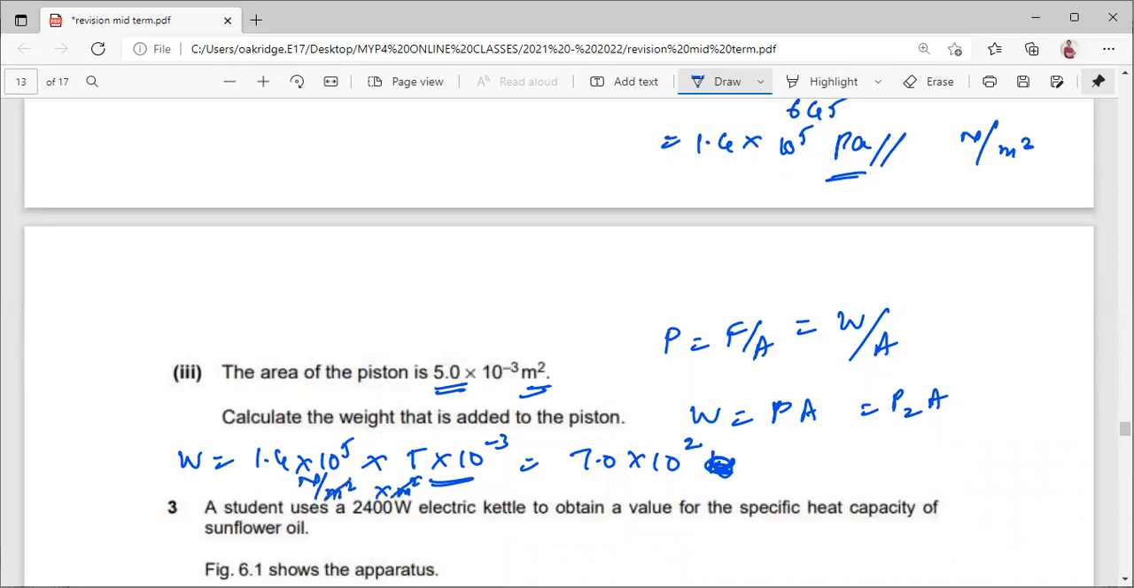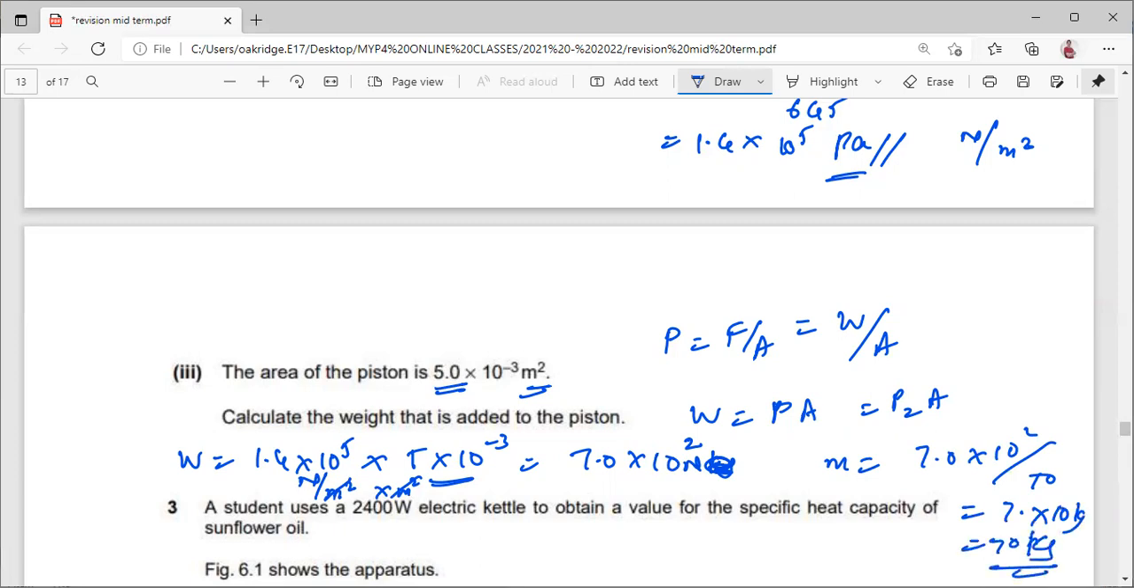So you get the answer in terms of newtons over here. So this is the force acting here, the weight. Now if you want to find the mass, mass will now be equal to 7.0 into 10 square divided by 10, which should be 7.0 into 10 kgs, which should be 70 kgs.